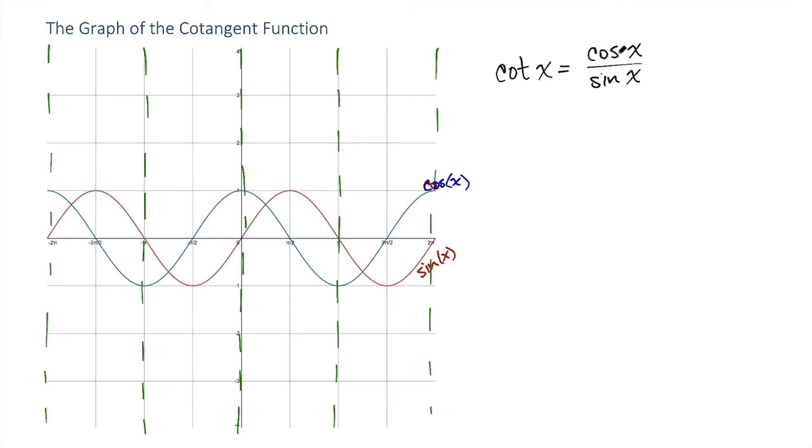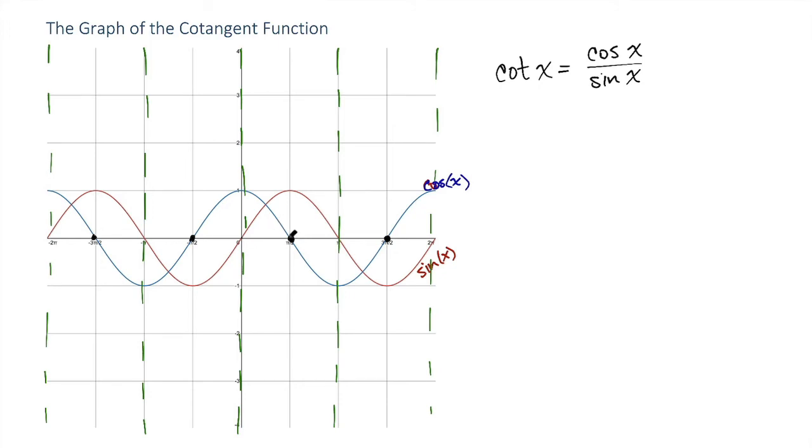And then when the cosine is equal to 0, we're going to have 0 divided by the sine. So here at pi over 2, we have a 0 over 1, which is 0. Or over at 3 pi over 2, 0 over negative 1 is 0. And then over here, 0 over negative 1 is 0. And so on.